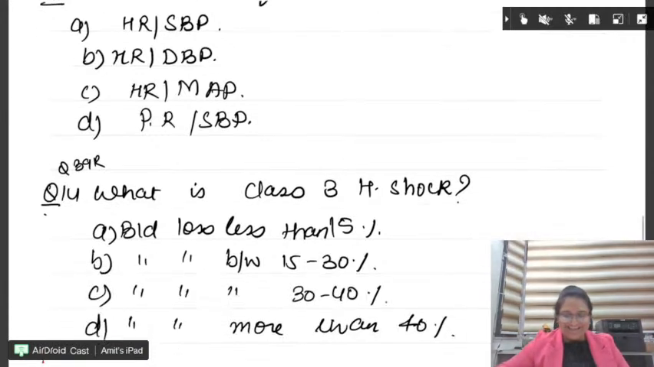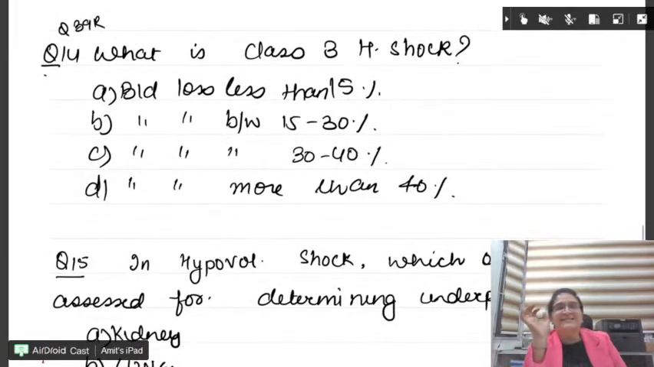Now, what is class 3 hemorrhagic shock? This is a piece of cake now. Magic chart. I've given you two, the third one I will give you. Don't answer aloud. Answer on your copy.